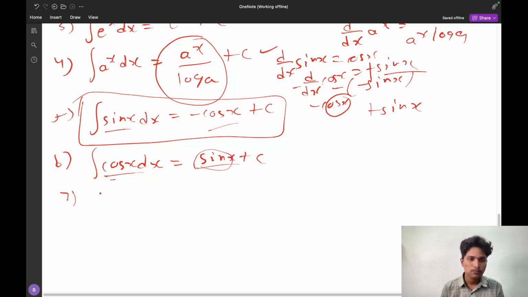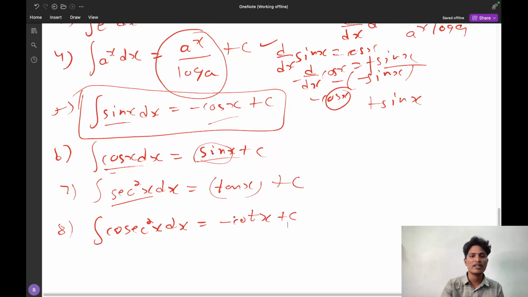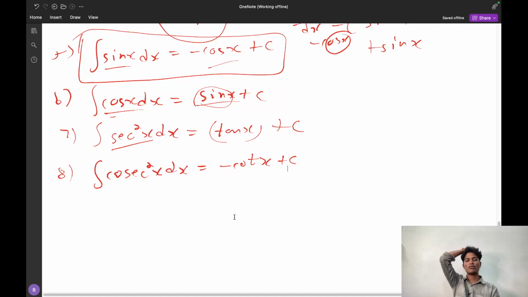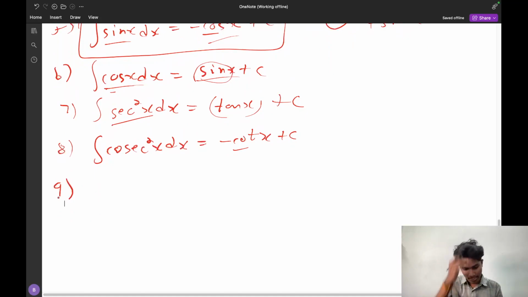And next formula is integral secant square x dx. So what value do I have to write here in order to get secant square? It is tan x. So tan x is the answer. And next, integral cosecant square x dx is minus cot x plus c. You already know, because cot x differentiation is minus cosecant square, so minus into minus will be plus. And there is a shortcut: the co functions always have minus. Next, cosecant square is completed.